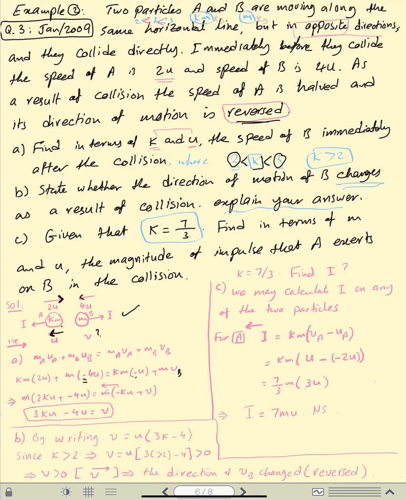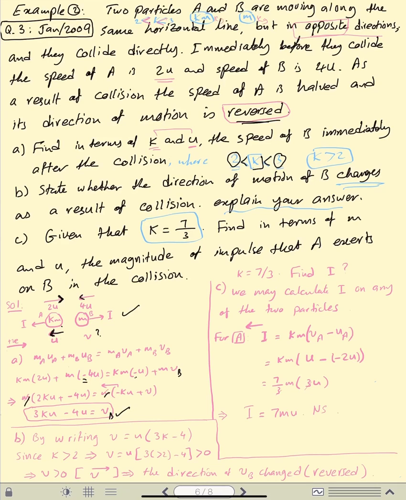By factorizing both sides for M, M with M cancelling each other, minus ku, move it to the other side, it will be 3ku minus 4u is equal to v. So VB, the velocity after the collision for particle B, is 3ku minus 4u meters per second.